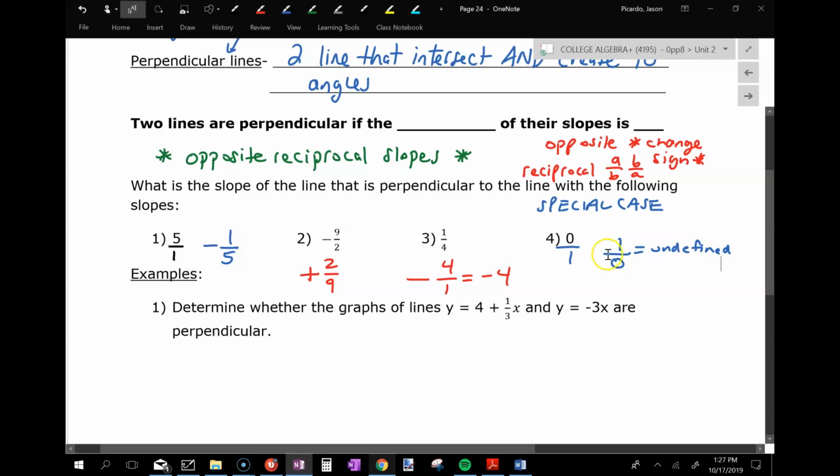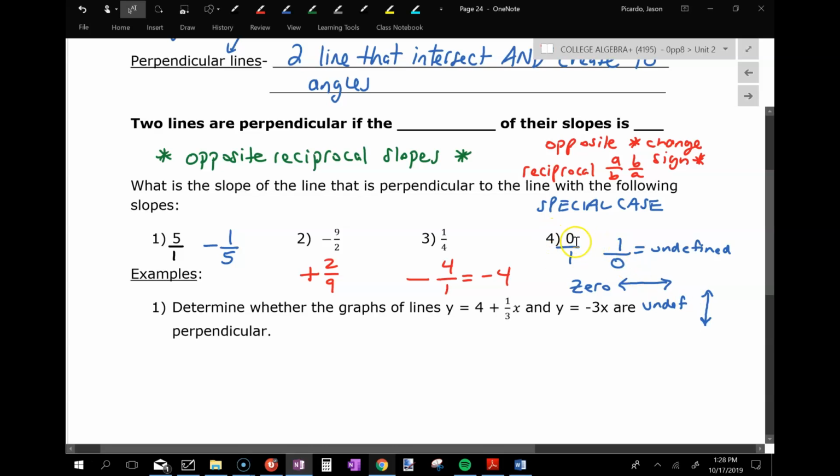So here's the deal. Something with a slope of 0 looks like that kind of a line, right? Something with a slope that is undefined looks like that kind of a line. And if you put these together, would they be perpendicular? They would, right? They would create a right angle. This is the only case that's special. A 0 and an undefined.